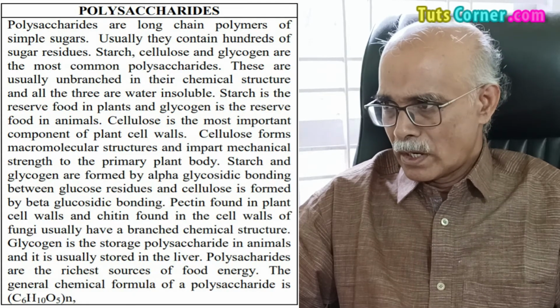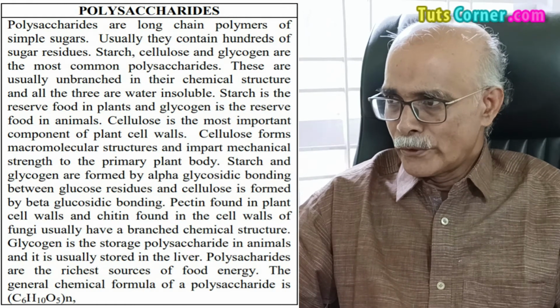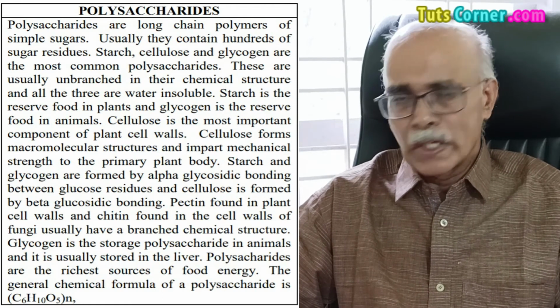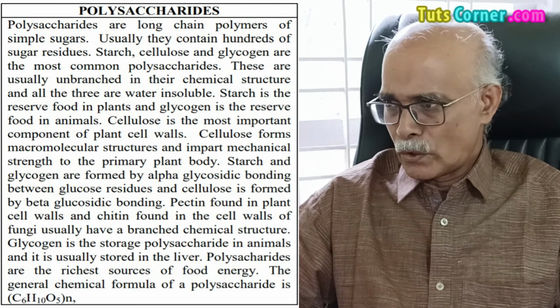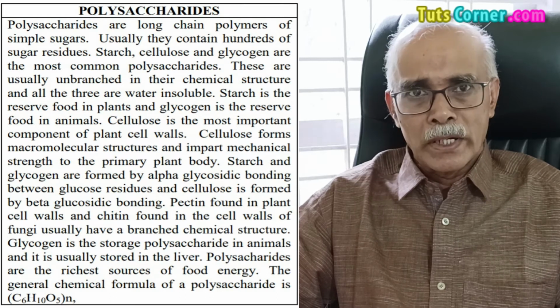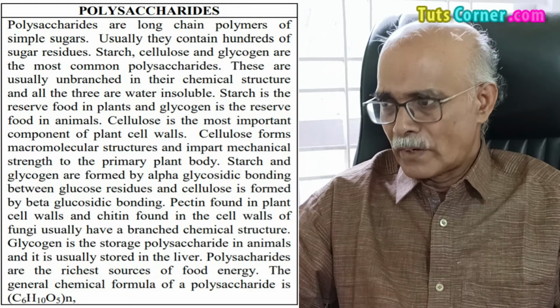And the next group of carbohydrates are the complex carbohydrates, which are known as polysaccharides. Polysaccharides are long chain polymers of simple sugars. Usually they contain hundreds of sugar residues. Starch, cellulose and glycogen are the most common polysaccharides. These are usually unbranched in their chemical structure, and all the three are water insoluble.